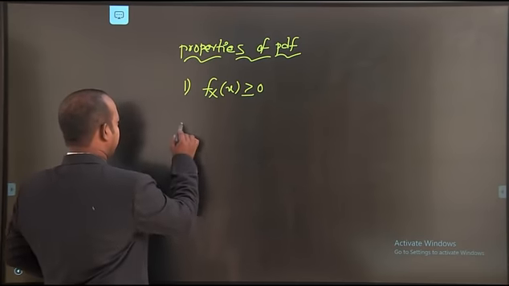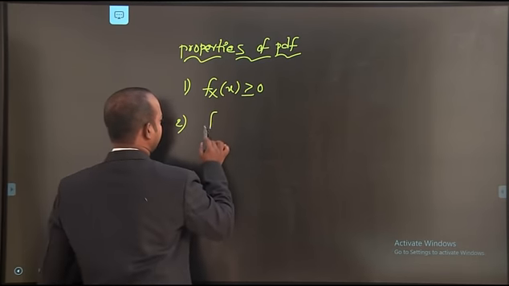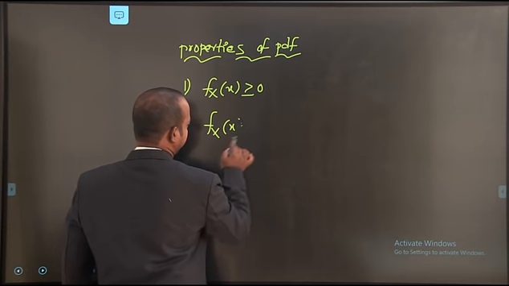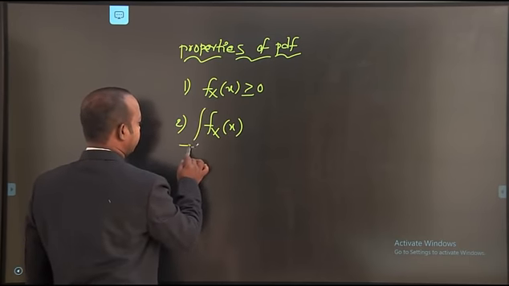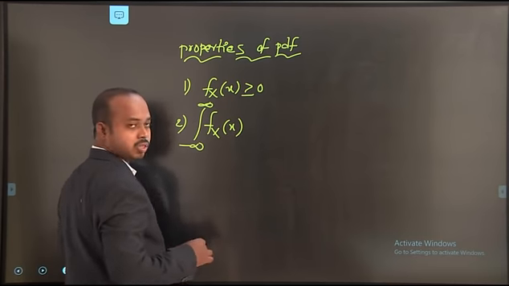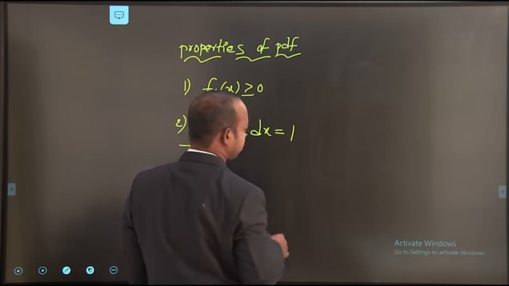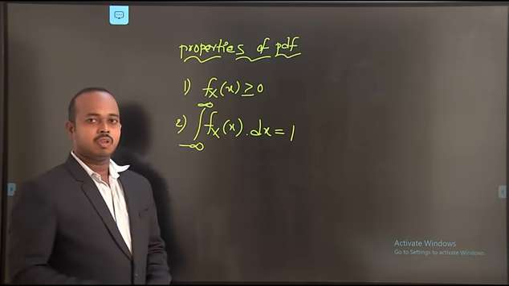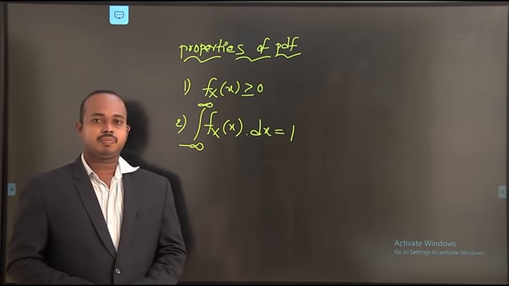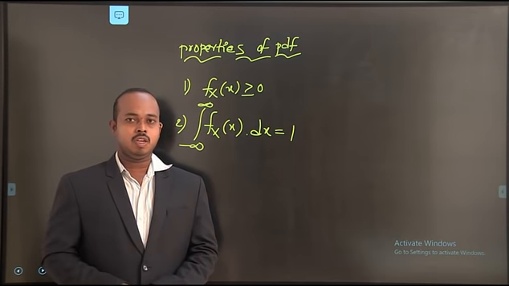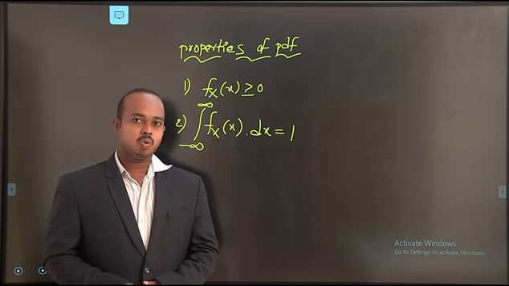Coming to the second property for a density function: fx of x, here you can consider the integral from minus infinity to plus infinity of fx of x dx is equal to 1. This property says that the total area under a probability density function curve is equal to 1.